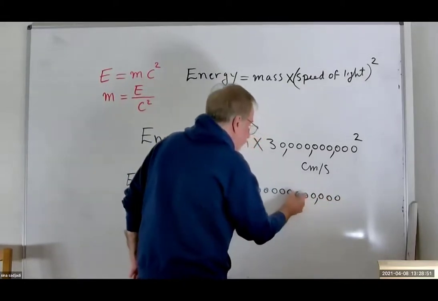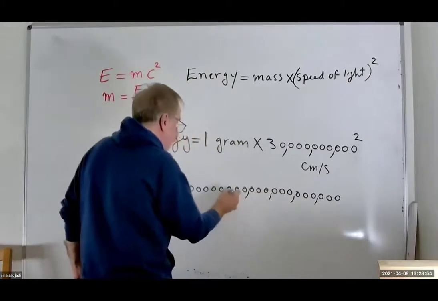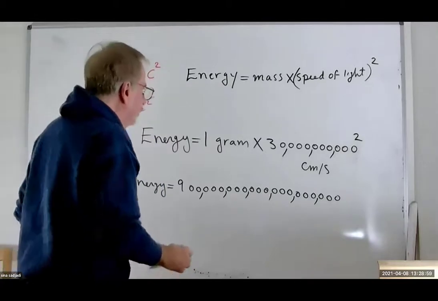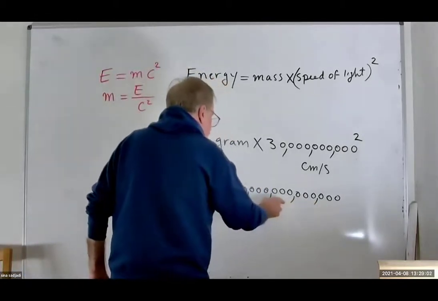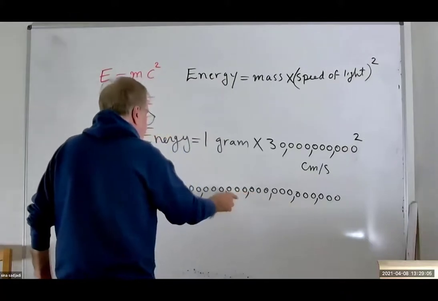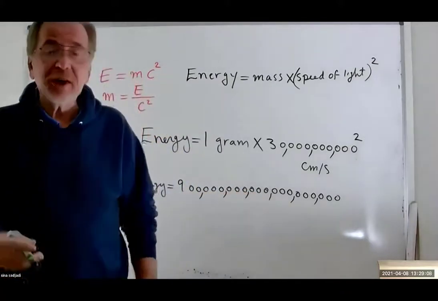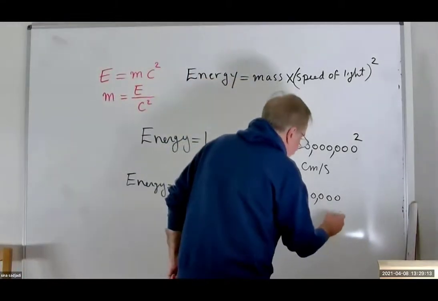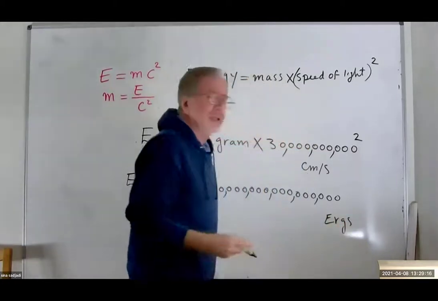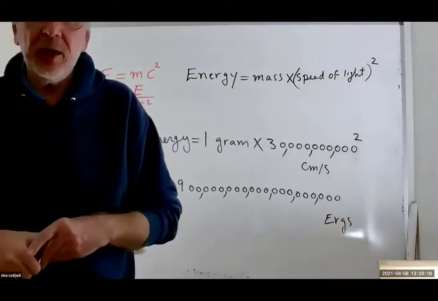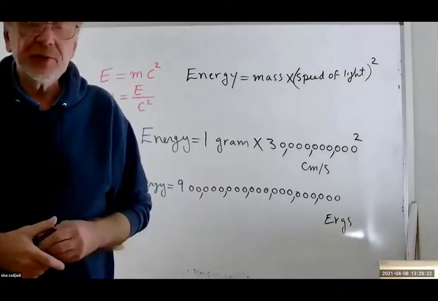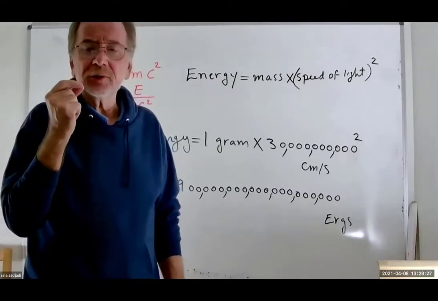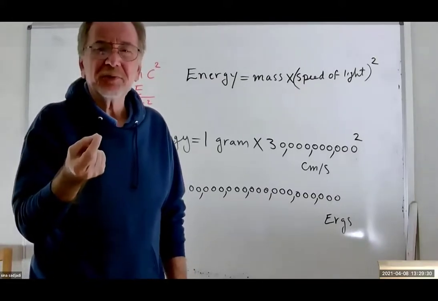All right, so what is this number? I think it's 900 quadrillion, right? Million, billion, trillion, quadrillion. 900 quadrillion ergs. That's the unit of energy here. Now, erg is not a very big unit. It's not a lot of energy. 1 erg is as much energy as it takes a little fly or a little mosquito to fly.